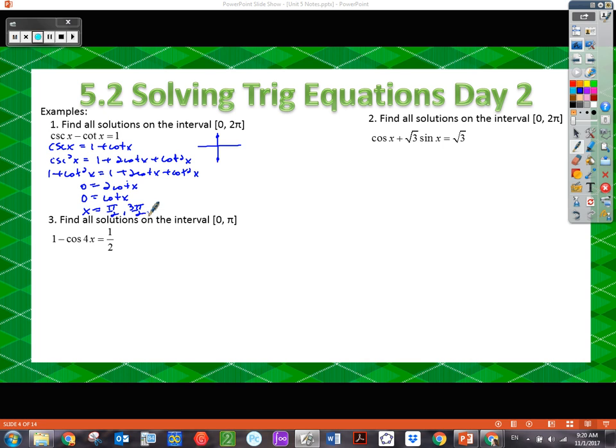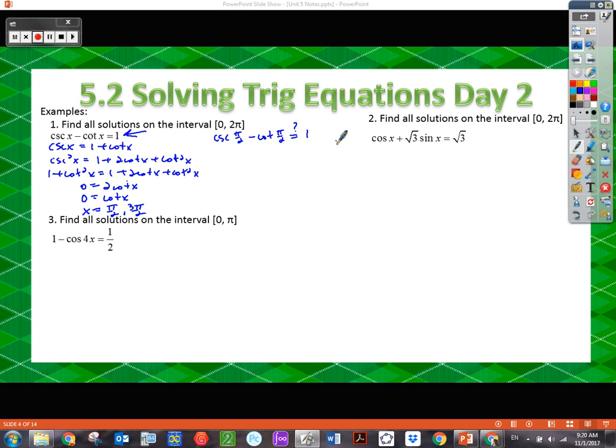Okay, so now we're going to need to check. We're going to need to check our solution and see if both of those are correct. When we check our solution, it's going to be important for us to go back to the original, the untouched one. Go back to it and plug the numbers in and see if it works. So that's what we're going to do. So cosecant of pi over 2 minus cotangent of pi over 2, is that 1? Okay, so let's do that. So we get, let's see, cosecant is the reciprocal of sine, right?